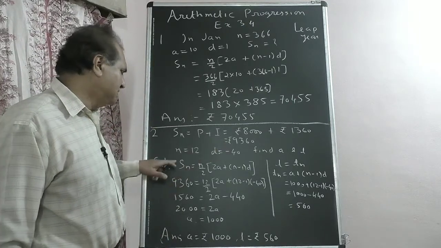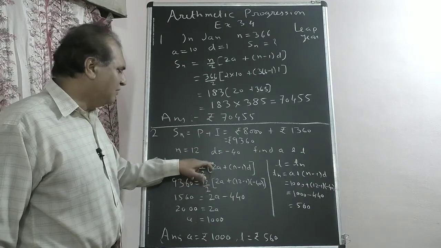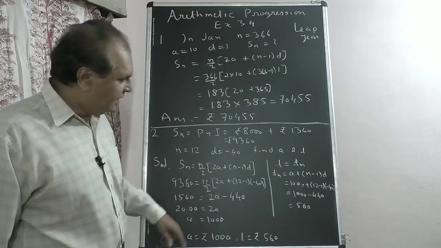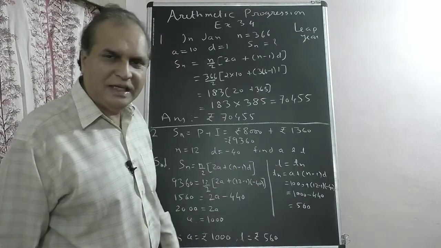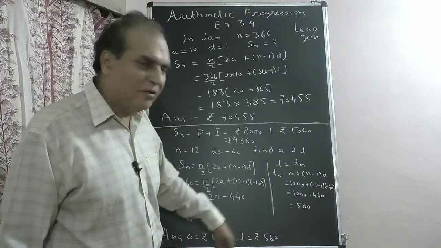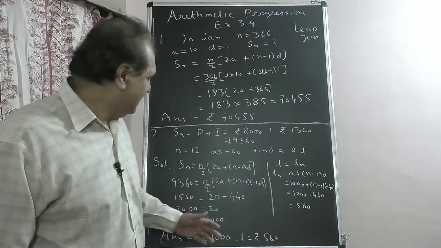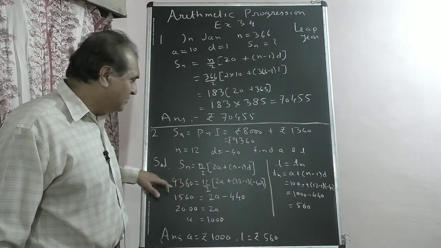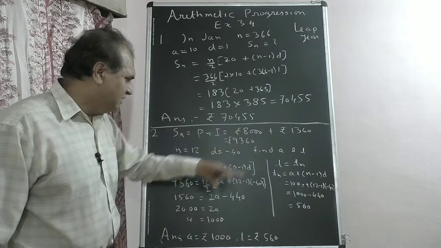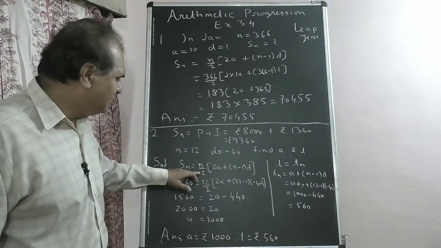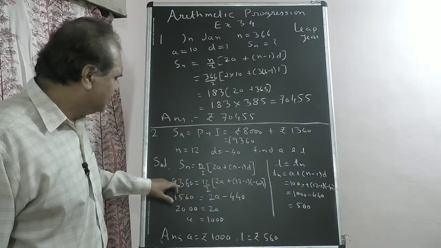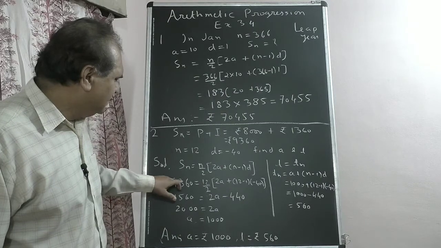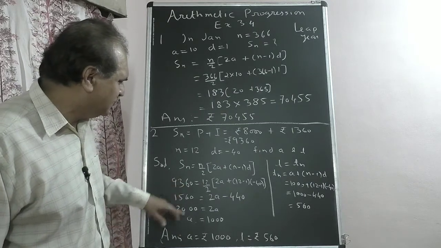Sn you have this time. By this formula you find out a. Then l you can find out, l is Tn only. You put the Tn formula. Understanding? So n by 2, [2a plus (n minus 1)d]. Sn is your 9360, principal plus interest. n is 12. 12 upon 2 is 6. 6 we bring down. 9360 upon 6 is 1560.